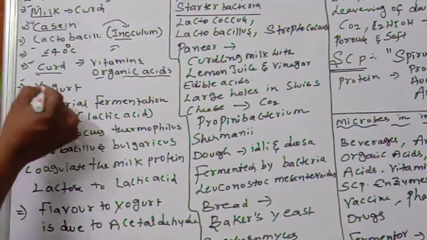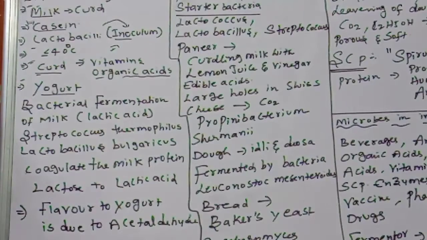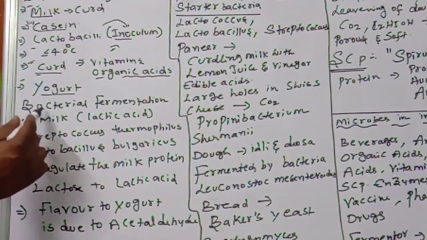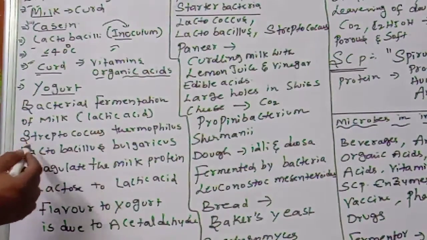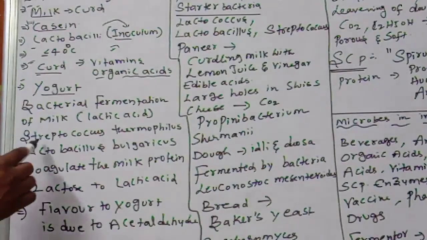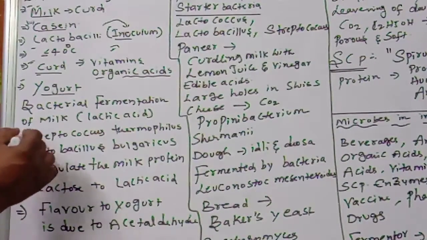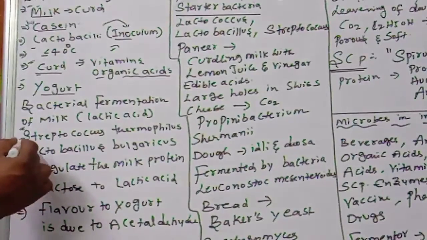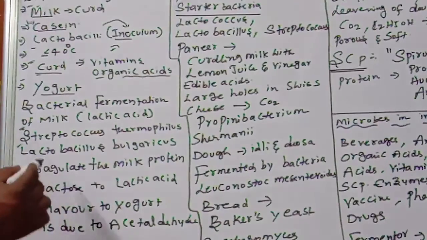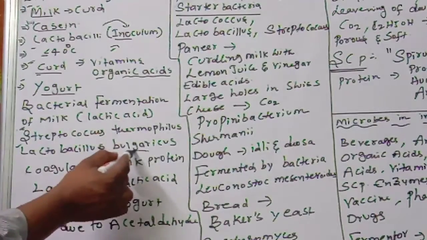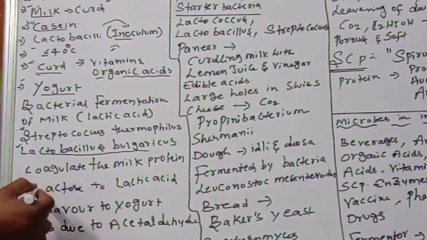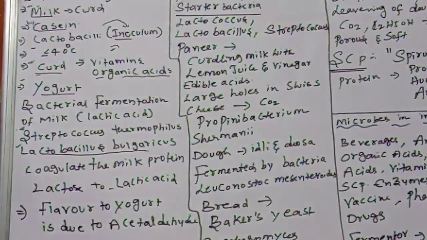The next important product is yogurt. What is yogurt? Yogurt is a bacterial fermentation product. Through the same fermentation of milk by lactic acid bacteria, we get yogurt. Which bacteria do we use in making yogurt? Streptococcus thermophilus and Lactobacillus bulgaricus. They coagulate the milk protein, and lactose is converted to lactic acid.